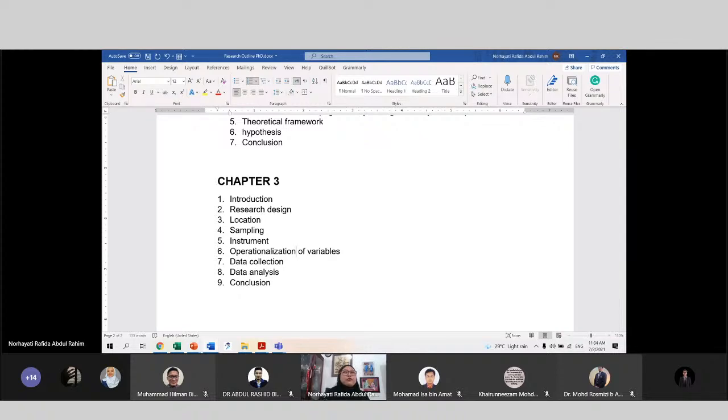Because in EFA, we want to look at the factor analysis, whether the items we measure are redundant or repeated in different constructs, sub-constructs. So we have data collection, data analysis, conclusion. These are the main headings in chapter 3.